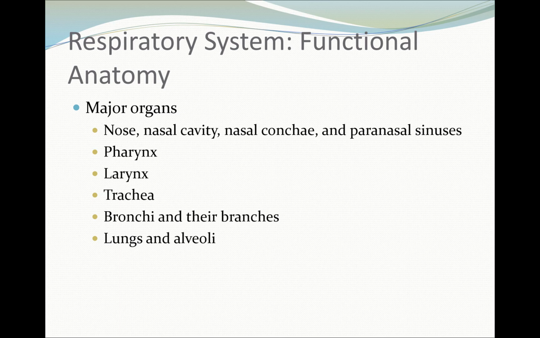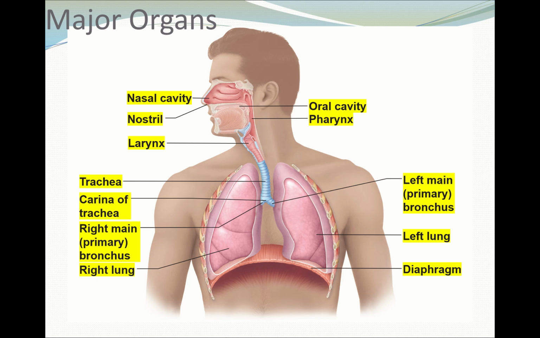The functional anatomy of the respiratory system includes the major organs as follows. We have the nose, the nasal cavity, the nasal concha, and the paranasal sinuses. We have then the pharynx, the larynx, the trachea, the bronchi and their branches, the lungs, and alveoli. This illustration shows the major organs, starting with the nasal cavity.